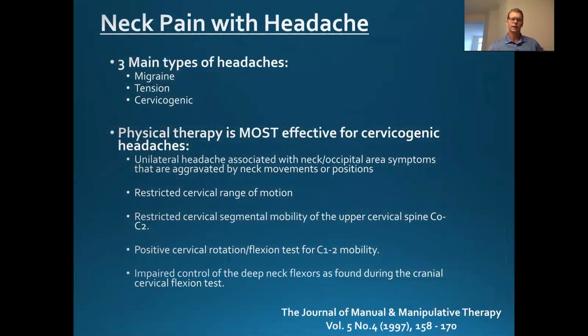Next category that we look at is neck pain with headaches. There's three main types of headaches. We're most effective at treating the cervicogenic ones. These are going to be unilateral in nature, generally start in the neck region, and they're going to be aggravated by neck movements. What we're going to find clinically is that they have restricted cervical range of motion, restricted segmental mobility in the upper cervical spine.